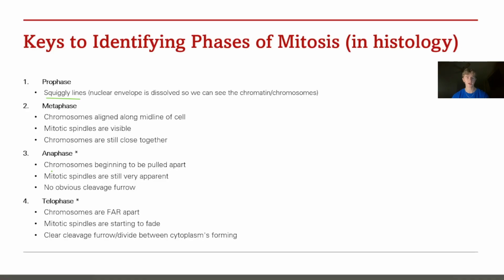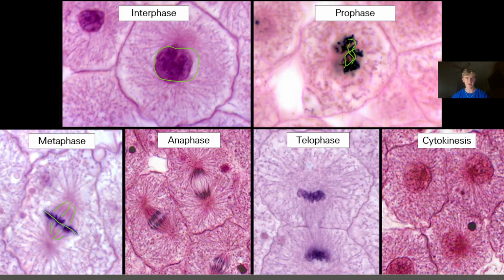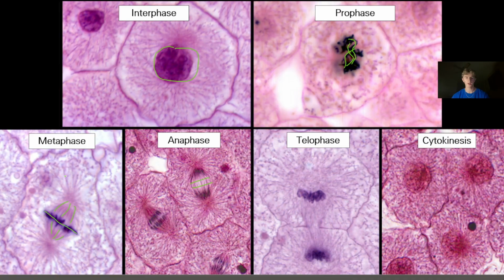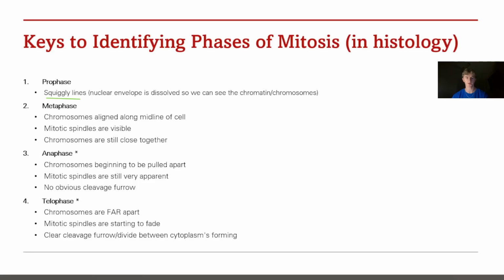Next, for anaphase, we want to see the chromosomes being pulled apart. So we want to see some slight separation, not the major separation we see in telophase. We can see here we have a little bit of separation being formed between these two darker spots, which are our chromosomes. And we also want to see the mitotic spindles are still very apparent, right? Comparing this to telophase, we see that the mitotic spindles are starting to disappear. They're not very apparent. As opposed to anaphase, we can see these long streaking lines between all the chromosomes, so we can very clearly see our mitotic spindles still.